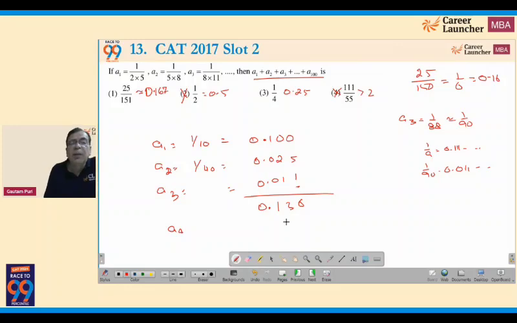Now please tell me, the subsequent terms are so small that they are negligible. So my answer obviously cannot be choice 3. It has to be choice 1. Sum of infinite series: please remember your job is to add up the first few terms and get the answer from there.